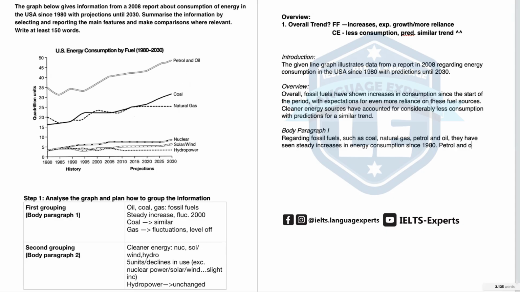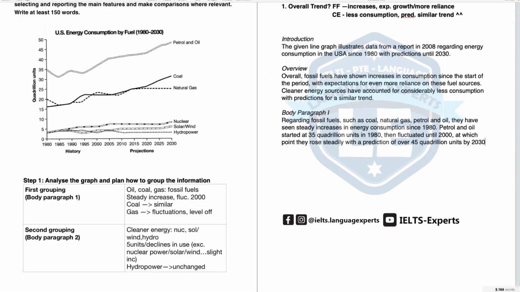So it says petrol and oil started at 35 quadrillion units in 1980, which is what we see right here on our graph. I'm using specific numbers and areas. And then I'm going to say, then fluctuated until 2000, like we talked about in our notes. And then going from 2000, I'm going to say at which point they rose steadily with a prediction of over 45 quadrillion units by 2030. And that is exactly what we see in our graph.